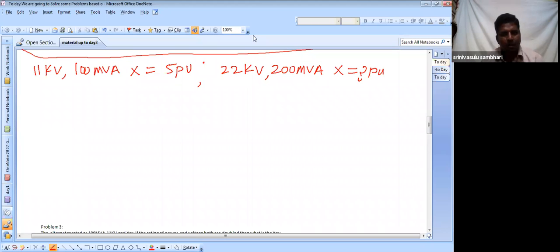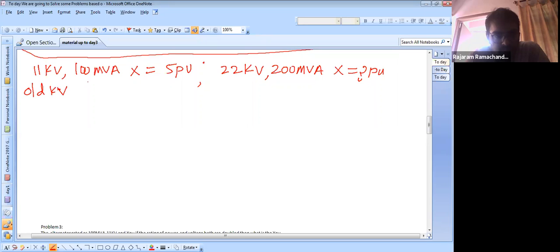We can go for our formula. What is the formula? Can I say that this is the old kV? Yes or no? Yes, sir. This is old base MVA.